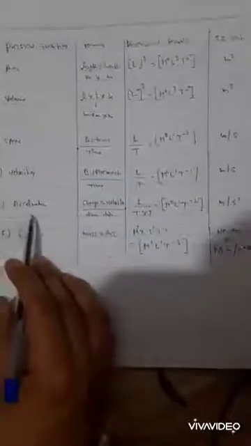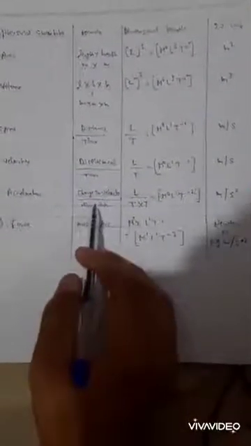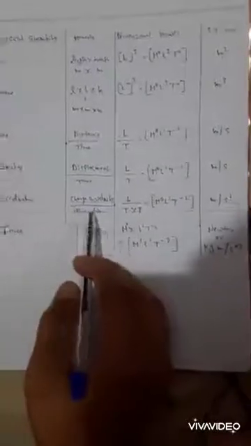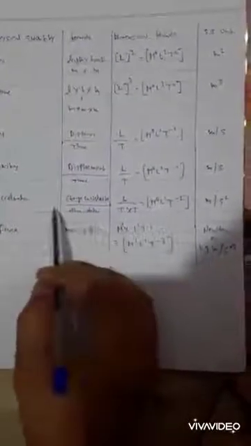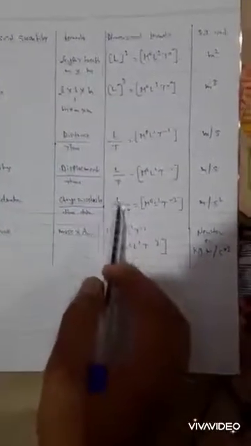If we talk about acceleration, acceleration is change in velocity upon the total time taken. So the acceleration is L by T into T. So the dimension formula for acceleration is M0 L1 T minus 2. So it will give you meter per second square. So this is all about the previous video that we did.